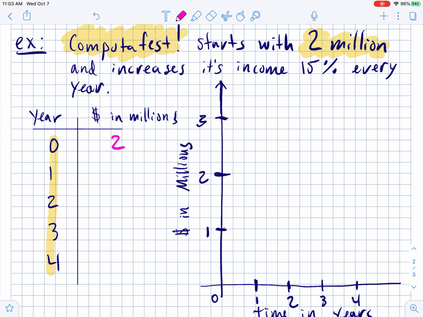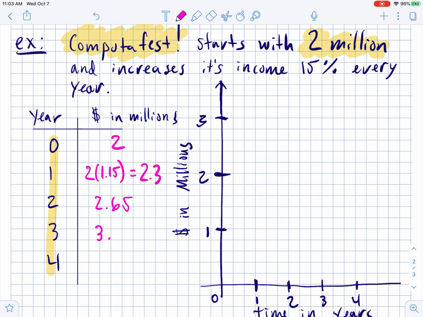Then to get up to the next year, you could do 0.15 times 2 and then add that on to 2. Or you can just do 2 times 1.15, because it's like they're keeping 100% of their money but getting 15% more. So this is 2.3. If you take each previous year and multiply it by 1.15, you should get the next year. So this is 2.65, about. I'm going to round my decimals appropriately.